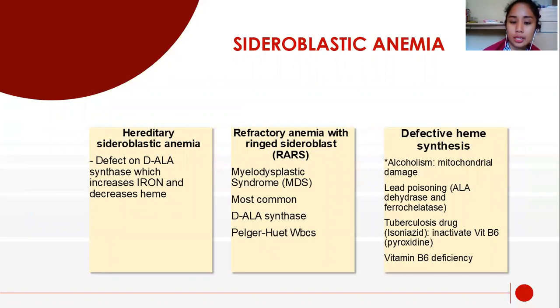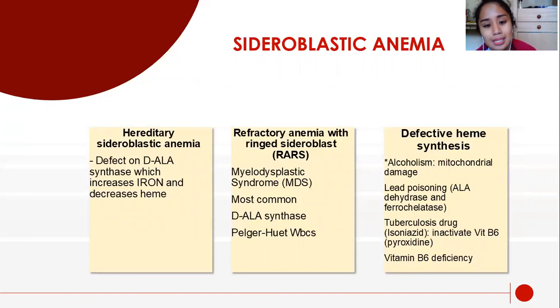I summarize it into three short classifications. We have hereditary sideroblastic anemia due to the defect in ALA synthase. So there's something wrong with the creation of heme. Class, protoporphyrin is an important part of heme, so there's something wrong with ALA synthase when it's hereditary or congenital.